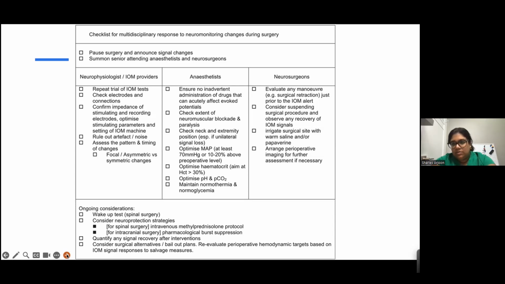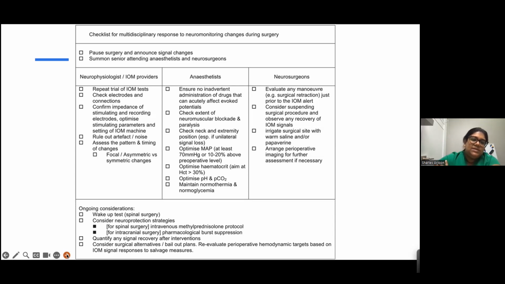From the neurosurgical aspect, evaluate any maneuver, for example, surgical retraction, just prior to the intraoperative monitoring alert. Consider suspending the surgical procedure and observe any recovery of intraoperative signals. Irrigate the surgical site with warm saline or papaverine and arrange perioperative imaging for further assessment as needed.